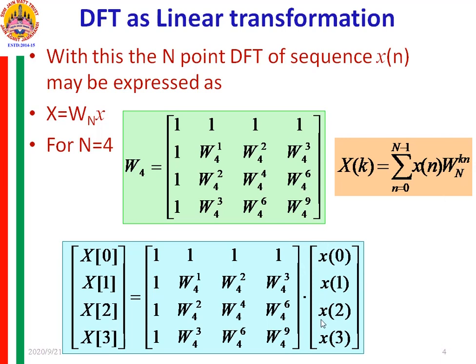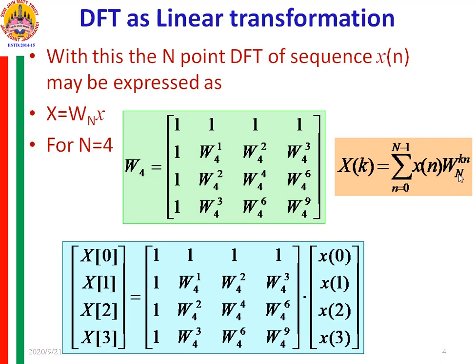Now when you multiply this row vector with this column vector, you get the first equation from this DFT equation, that is X0. So to obtain X0, you multiply this row of the N cross N matrix with this column and you get the first equation for X0. Now for X1, in this equation we substitute k is equal to 1. So here you will get W raised to n, and n is varying from 0 to 3.